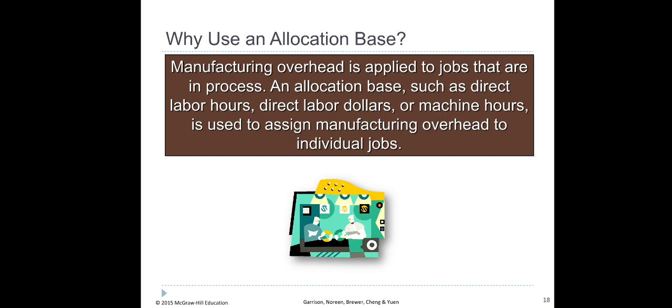Okay, let's see. In this slide, you see the brown box. Manufacturing overhead is applied to jobs that are in process. An allocation base such as direct labor hours, direct labor dollars, or machine hours is used to assign manufacturing overhead to individual jobs. There is no direct way to divide overhead cost to many jobs because each job is unique. So you have to use allocation base. The examples mentioned in this slide are labor hours, direct labor dollars, machine hours, or other allocation bases. But the process is not very difficult.